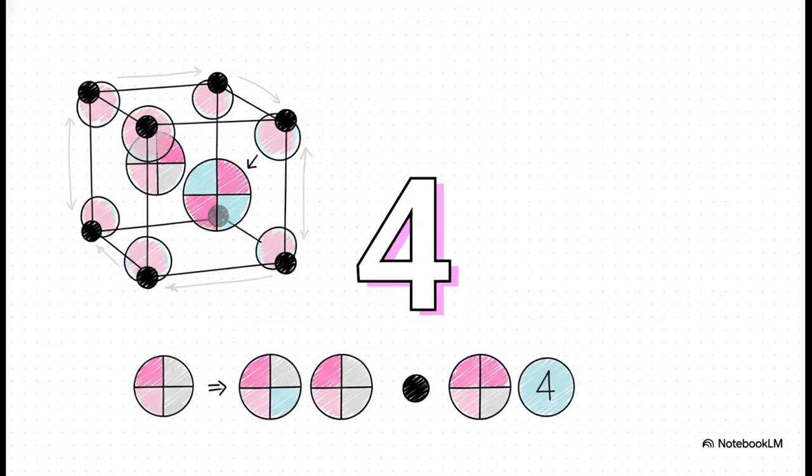And finally, face-centered cubic. You know the drill by now. We start with our 1 atom from the corners, but now we have these 6 atoms, 1 on each face of the cube.